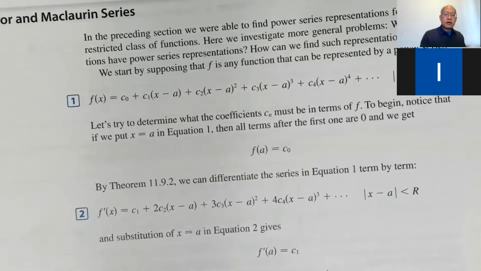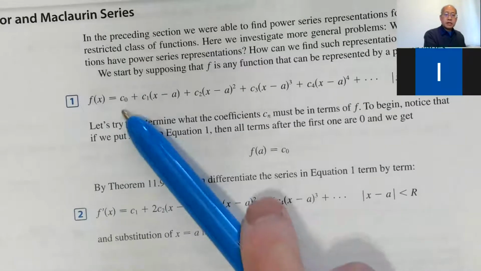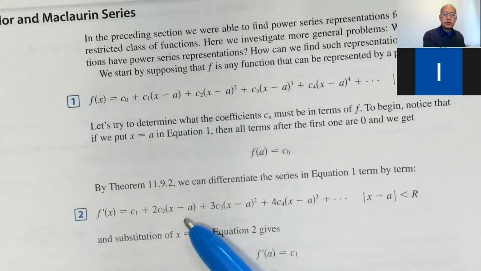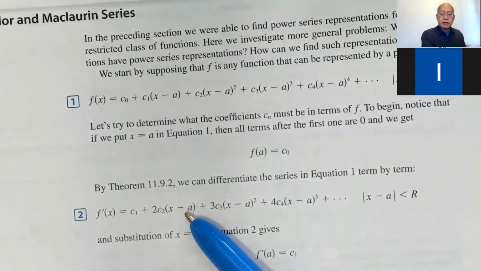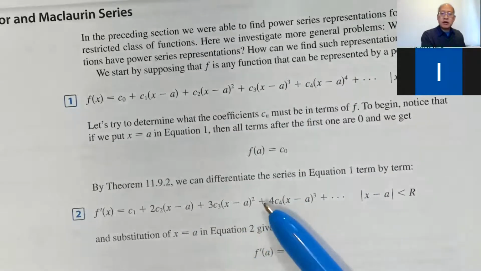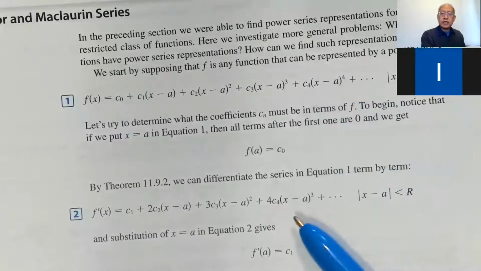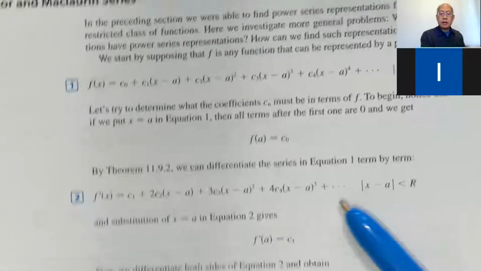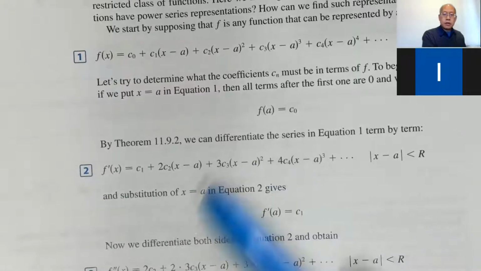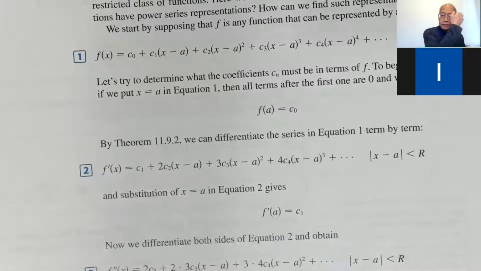Okay, take the derivative, f prime. That's gone. Derivative of this is c1. Derivative of this is 2c2 times (x minus a). Don't take notes, by the way. Derivative of this is 3c3 times (x minus a) squared. Derivative of this is 4c4 times (x minus a) cubed, and so on. Once again, plug in a. Gone, gone, gone, gone. So f prime of a is c1.